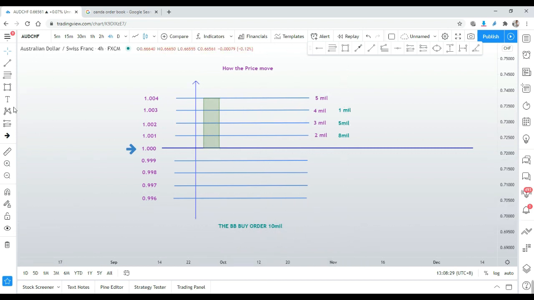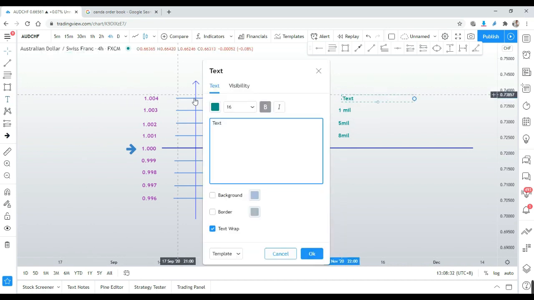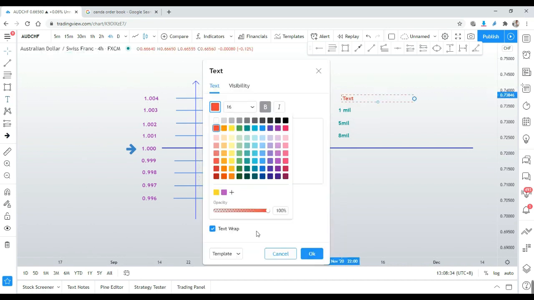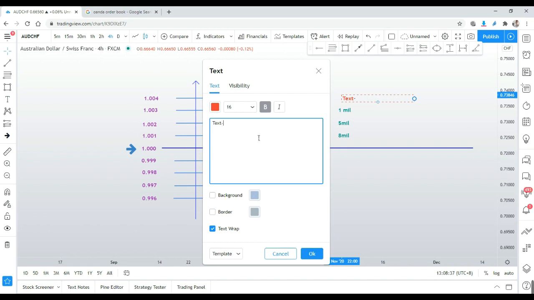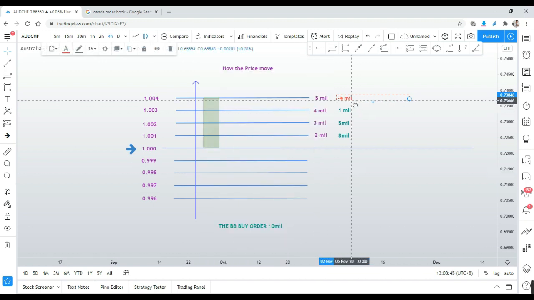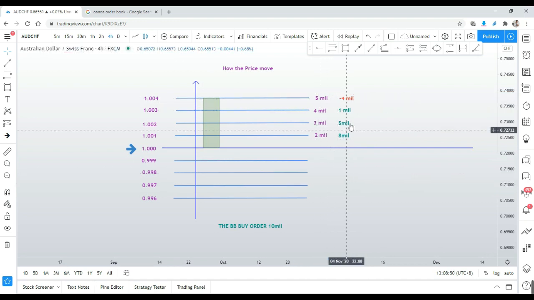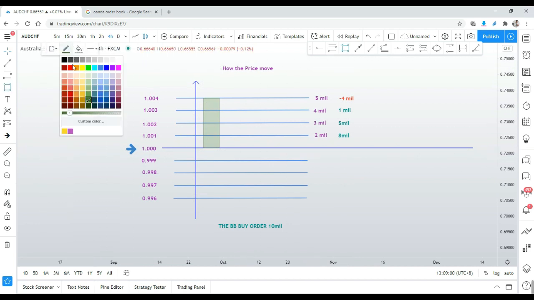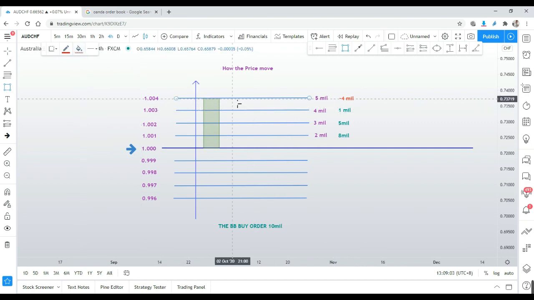So what happens is that the price now is negative 4 million, because 1 minus 5 is negative 4 million. So the big players already took their profit and closed their buy trades. What happened next is that what you usually see in the market, the price will drop very fast.